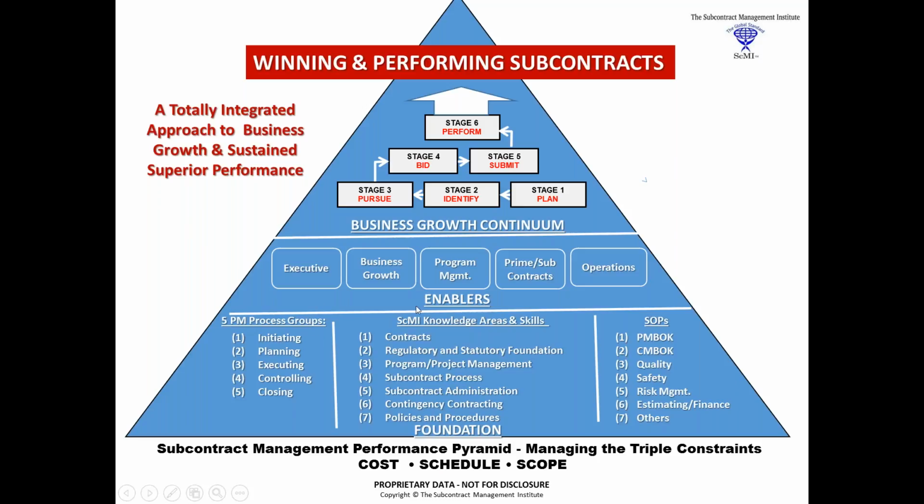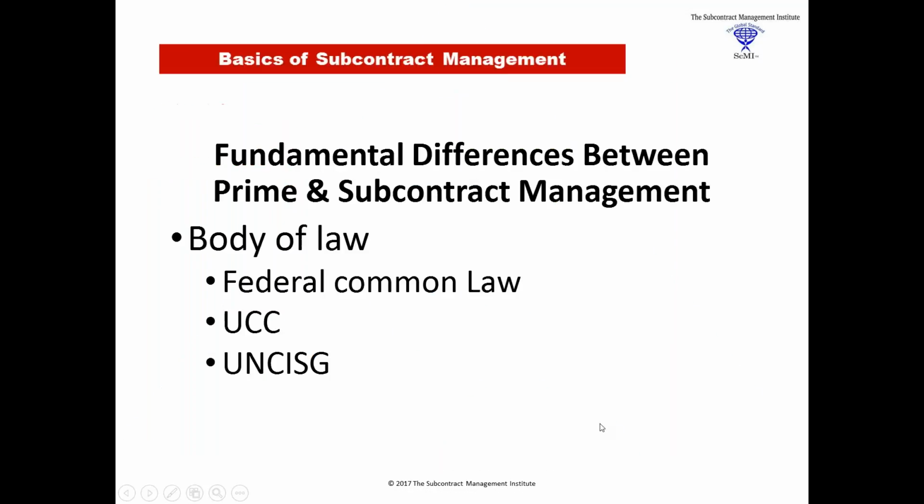The business growth continuum shows you the various activities that go on in an effort to grow your business. And then up at the top of that, you see where we have plan. We always start with plan. My goodness, the things we do with clients who don't plan. Plan, plan, plan. You identify, you pursue, you bid, you submit, and you perform. And that's the life cycle of any contract.